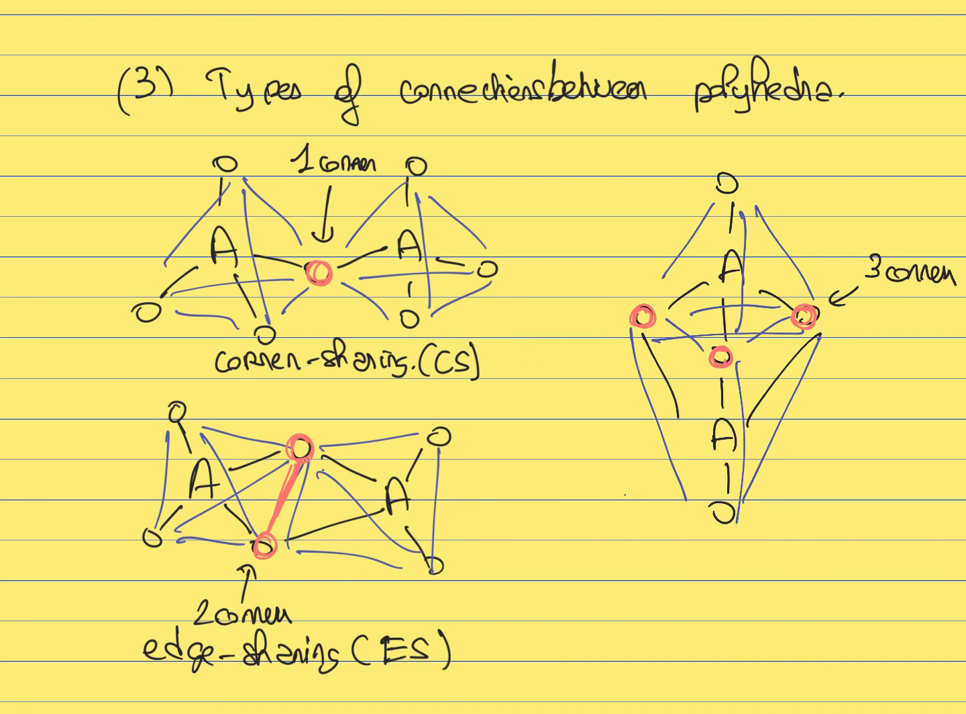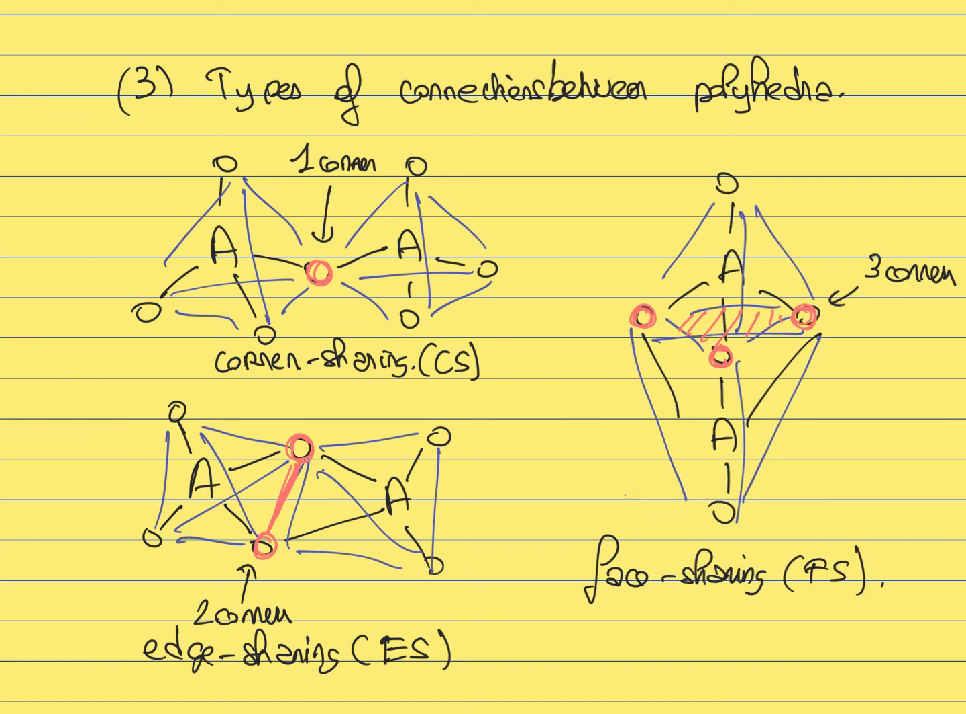And if they share three corners, it means that now they are not sharing just one corner, they are not sharing two corners, they are not sharing an edge. Now they are sharing a face. So the face that is formed by those three oxygens would be in common between the two tetrahedra. So in that case, you would call this type of unit a face sharing unit. So you have a face that is shared between the two tetrahedra. So that's the last thing that is considered in the Zachariasen rules.